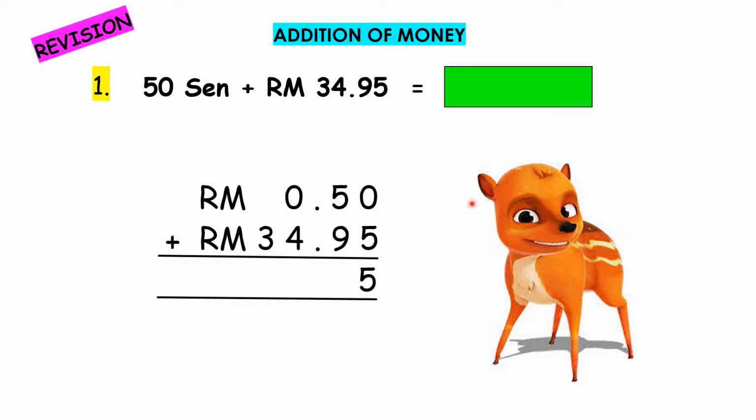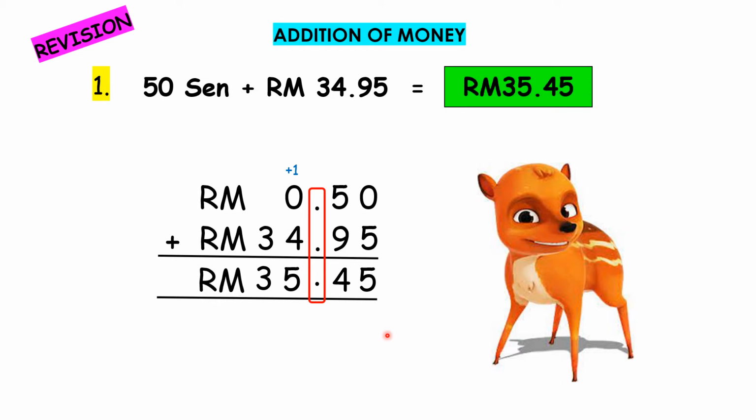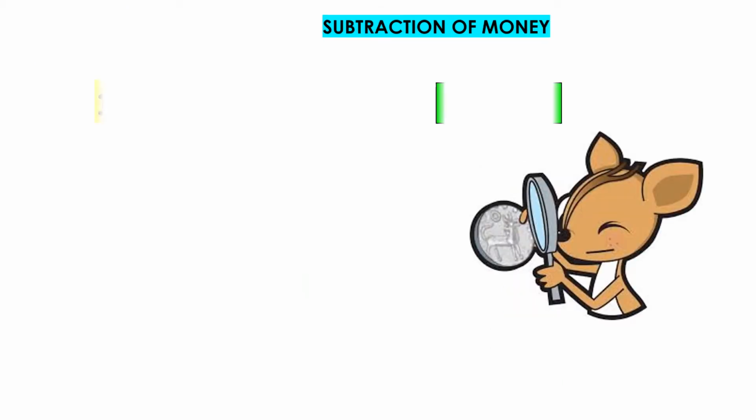So 0 plus 5 is 5. 5 plus 9 is 14. 1 plus 0 plus 4 is 5. And then bring down 3. Don't forget to make sure the dot symbol or the full stop symbol is in the same line like this. So write the dot symbol and then RM. And then write the answer in the box, 35 ringgit and 45 cents.